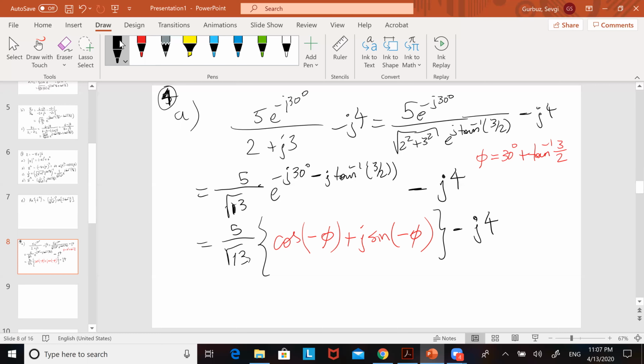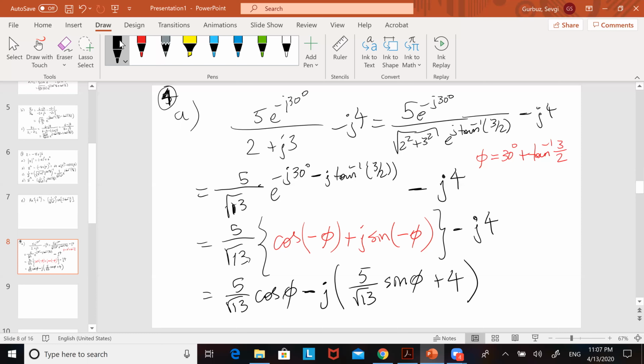And now I can just add the real and the imaginary components. So if I take a look at what the real component would be, it would just be 5 square root of 13 times the cosine of phi. I can drop the negative sign because the cosine of negative phi is the same as the cosine of positive phi. With sine, however, the negative sign comes out. So this would then be minus j times 5 divided by the square root of 13 times the sine of phi, and then plus 4 when you take minus j as a parenthesis. So this is actually the answer to the problem, but in Cartesian coordinates.